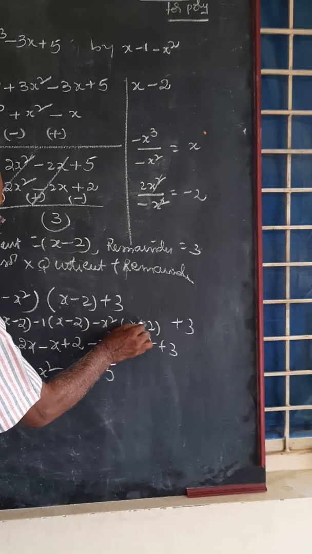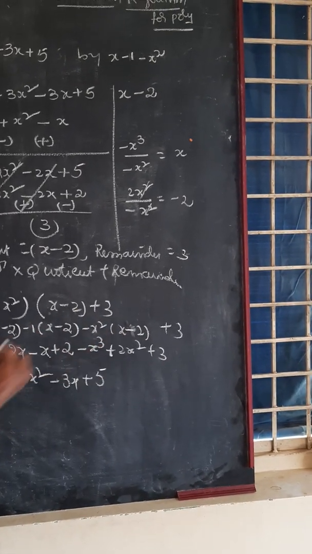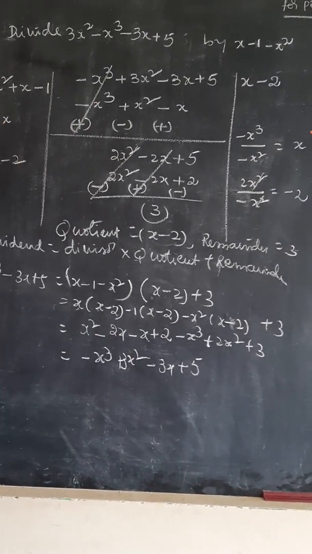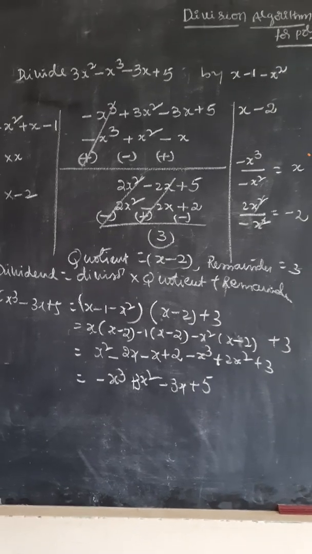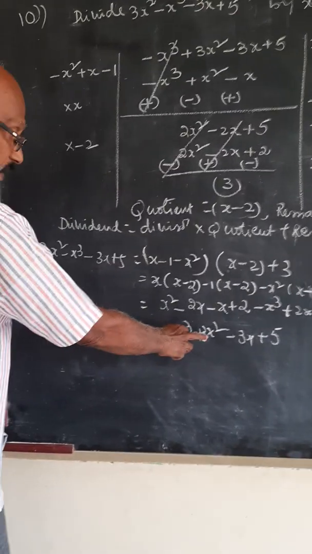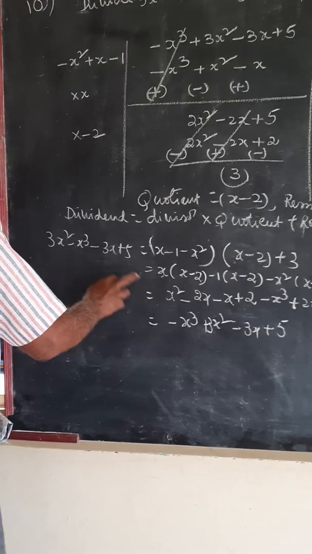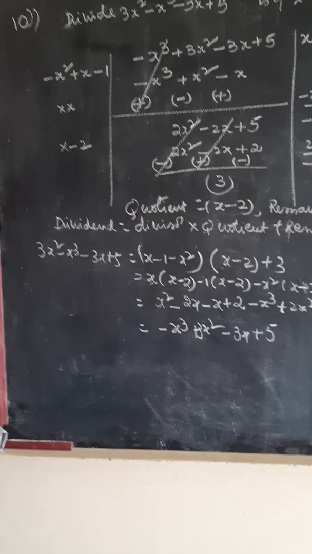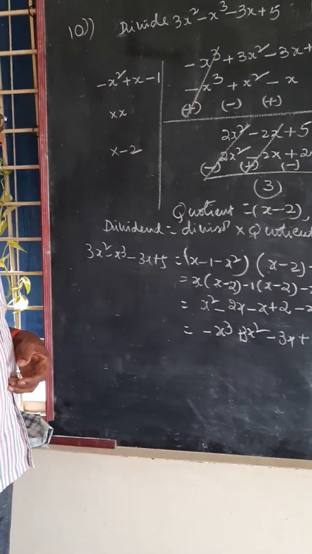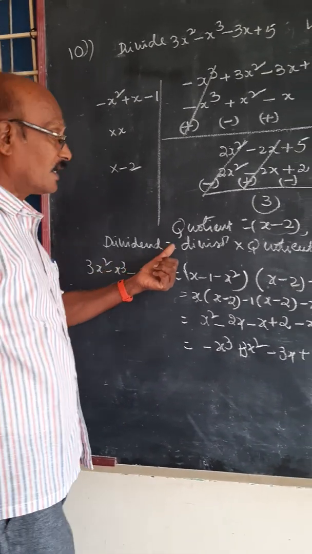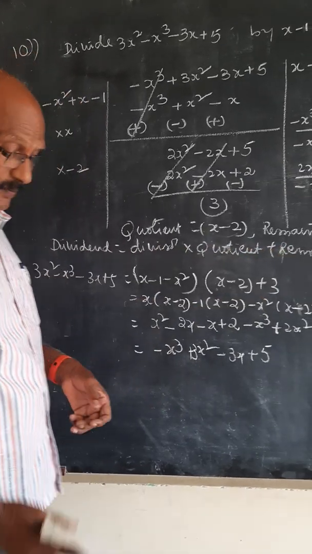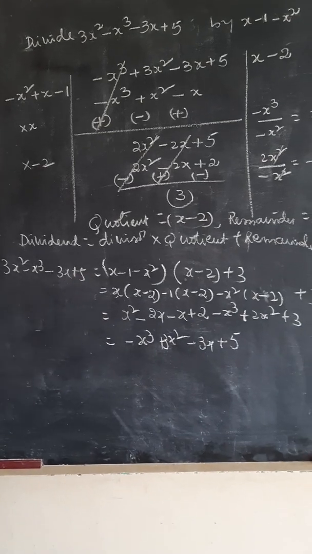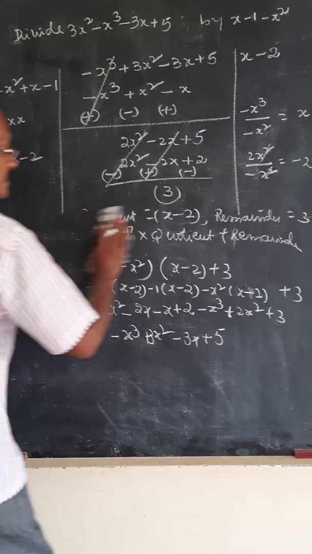So plus 2x square plus 1x square, plus 3x square, minus 3x plus 5. Now check the terms: plus 3x square same, minus x cube same, minus 3x same, plus 5. This is the verification by using the division algorithm formula: dividend is equal to divisor into quotient plus remainder. This is a very important problem. Example number 10. We will practice some problems in the exercise.